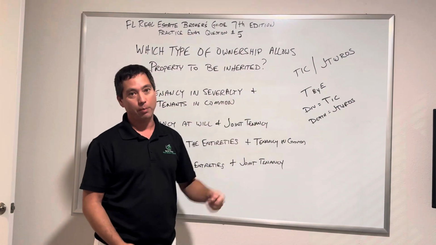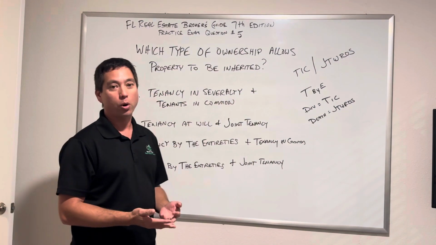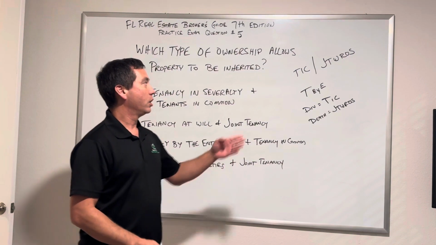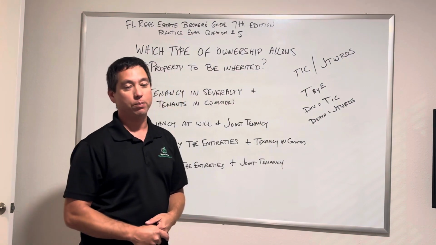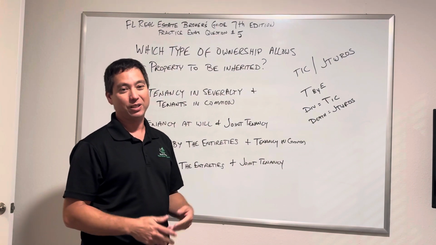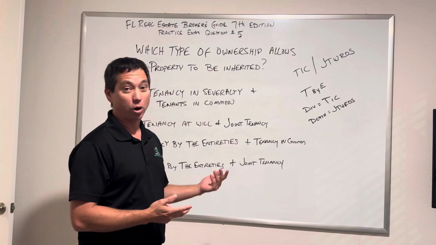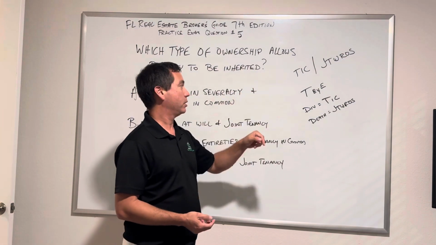So we have tenants in common, which is 2 or more owners that bought the house at the same or different times. You have joint tenants with rights of survivorship. Rights of survivorship is, hey, I bought it at the same time, but if something happens, the other party gets it. Tenants in common is inherited.